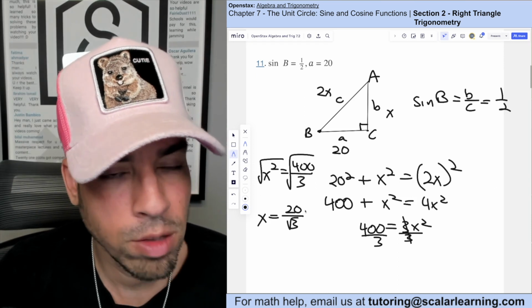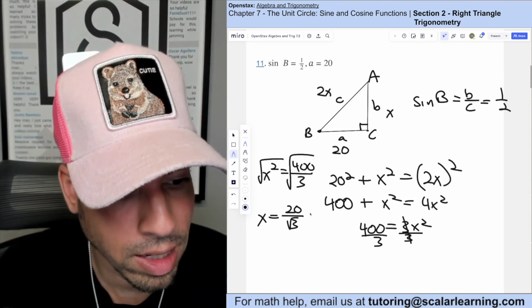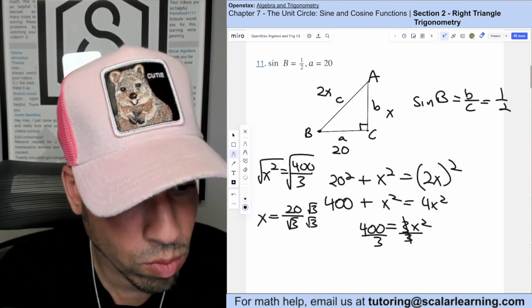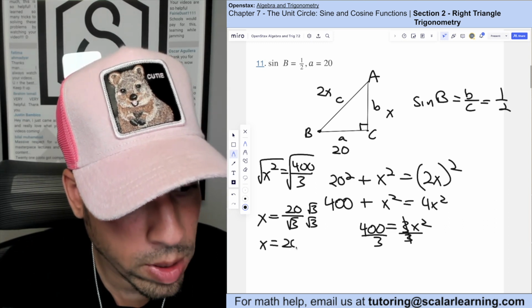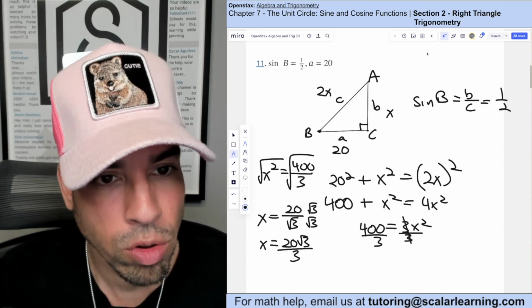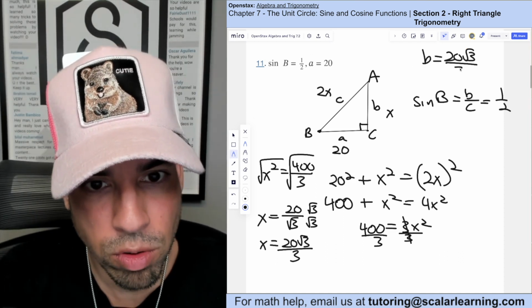Just to rationalize this, by the way, we could say plus or minus, but this is length, so we don't have to worry about a negative. So then I'm going to rationalize the denominator by multiplying by rad 3 over rad 3. So then I get X equals 20 rad 3 over 3. And again, X is B. So that really means B equals 20 rad 3 over 3.